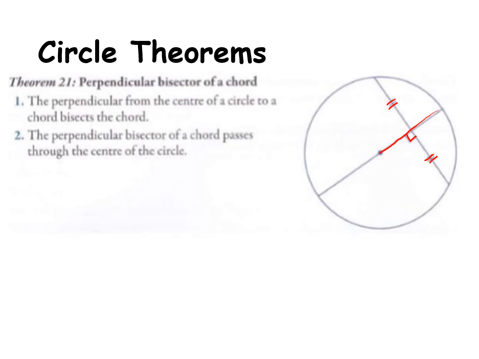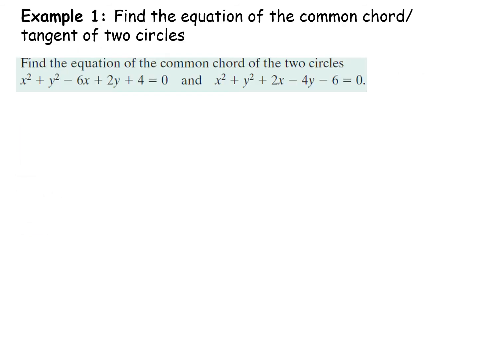And then the second part is this: the perpendicular bisector of a chord must pass through the center of the circle. So if I know that line cuts the chord, then I also know that line must go through the center. And if it continues to the other side of the circle, it will be a diameter. So that is ready to be stuck into your copies. So let's jump straight into an example.